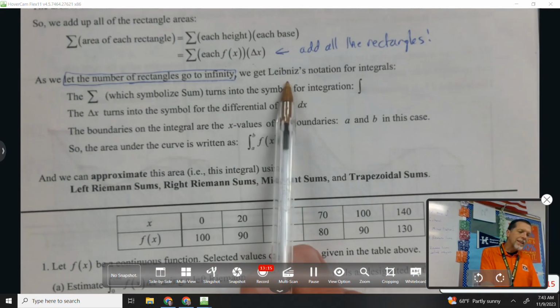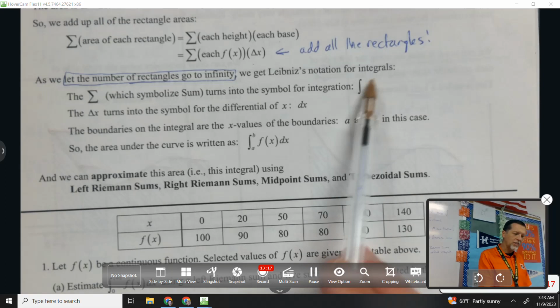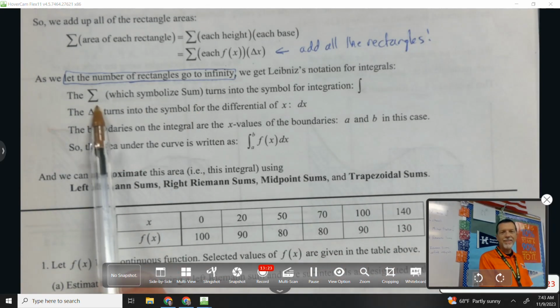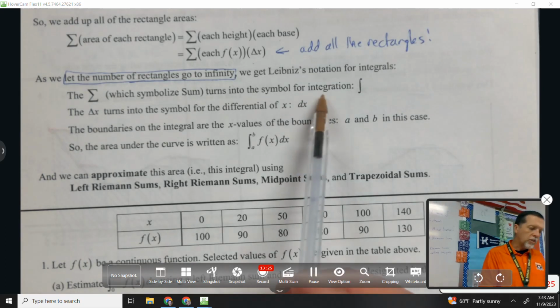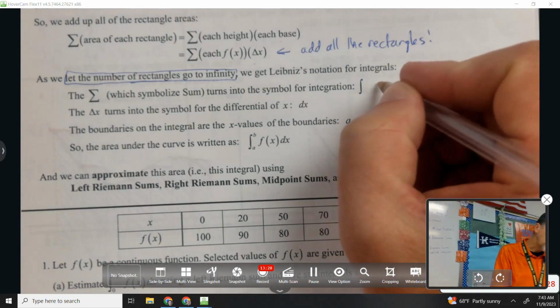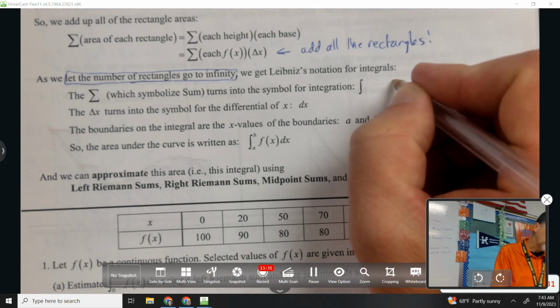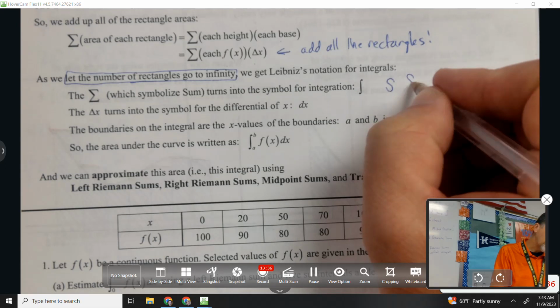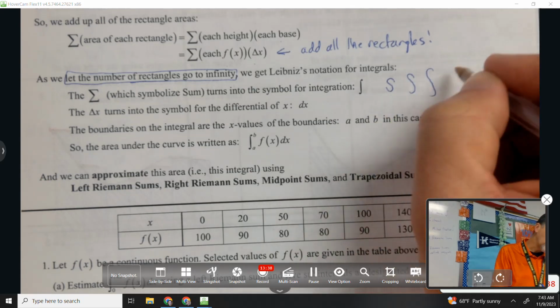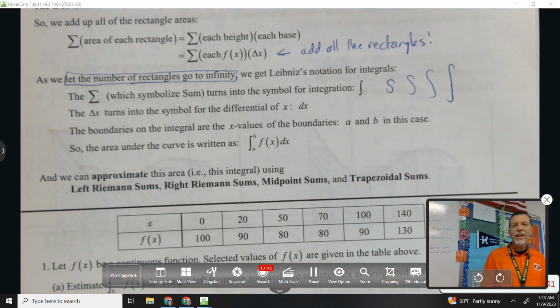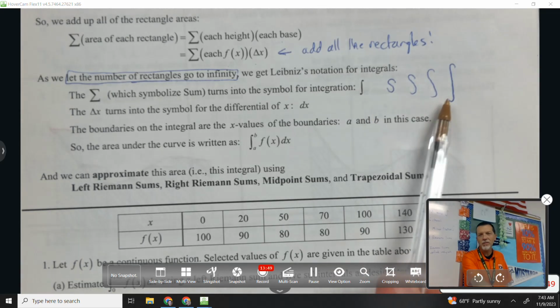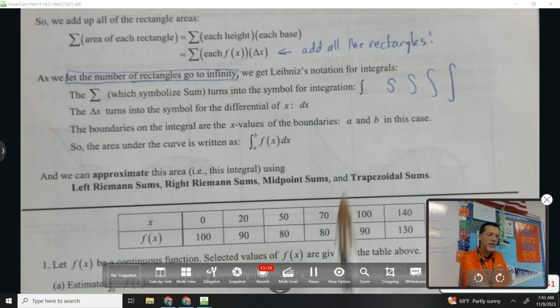So if we let the number of rectangles go to infinity, we get Leibniz notation for integrals. That capital E thing, which symbolizes sum, because really that's a Greek sigma for s, it turns into the symbol for integration. I think we talked about this maybe briefly. S for sum, if we stretch it out a little bit, and then stretch it out some more, and then stretch it out a lot, that's where that symbol comes from. So the first time you see it, you're not thinking S, but that's where it came from, is it's a stretched out S. It's the sum. It means the sum.